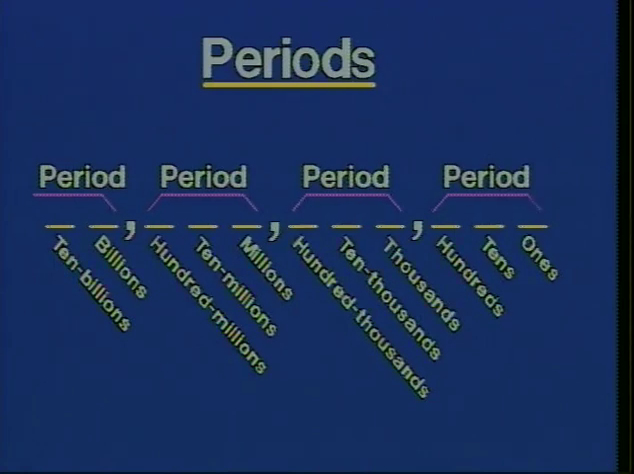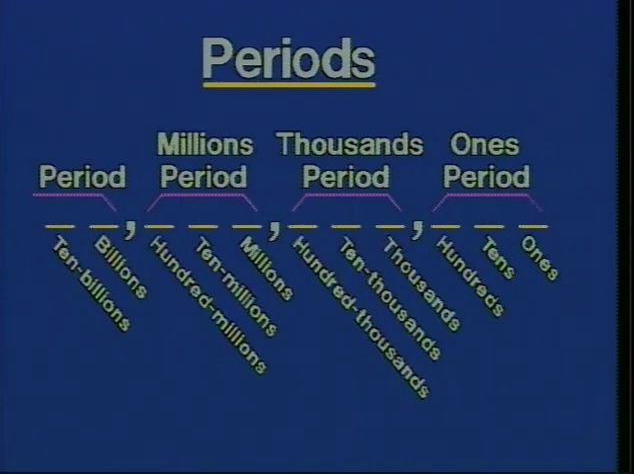For example, the period at the right is called the ones period. And the word, you see, the place value at the right of the period is the ones place. In the next period, the word for the place value at the right is thousands. And the word thousands appears in every name within that period. So this is the thousands period. In the next period, we have the word millions.